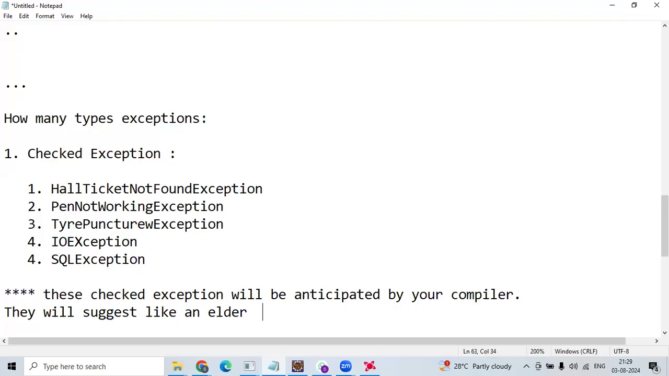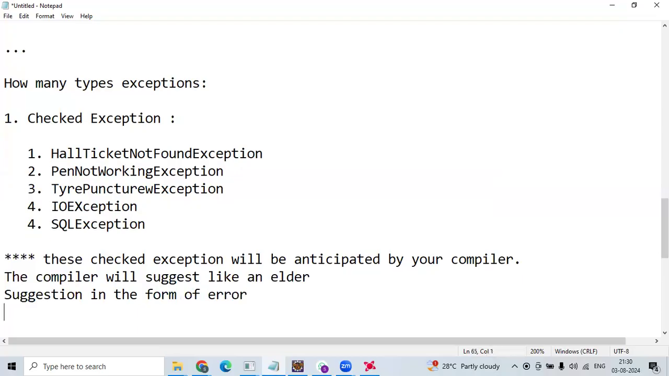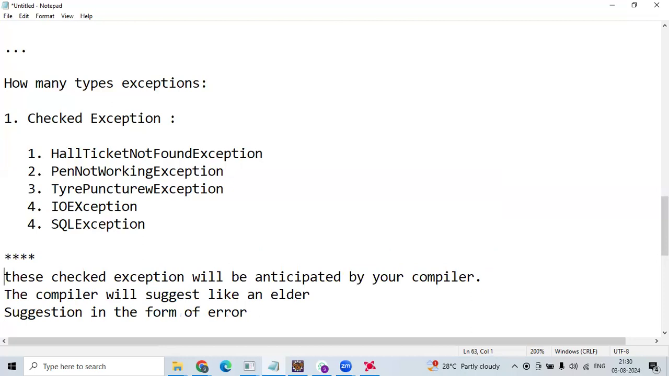Okay. So here, the compiler will suggest like an elder. The suggestion in the form of error, guys. Okay, suggestion in the form of error, guys. Are you able to follow? Guys, do these three lines make sense? Are you able to understand? Yes, sir. See, your compiler will play the role of your mom, or the role of an elder, or a senior person.